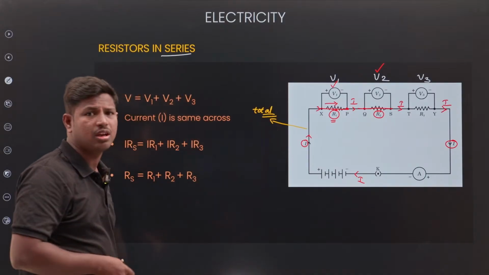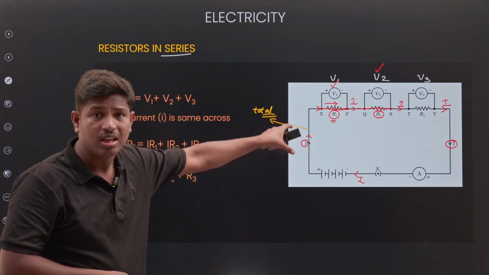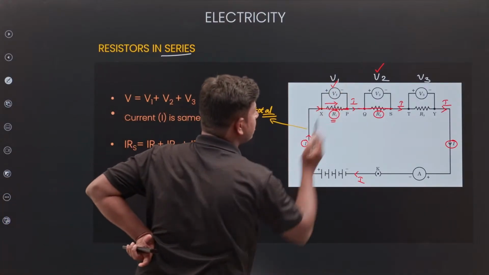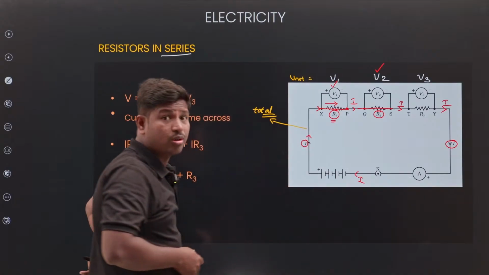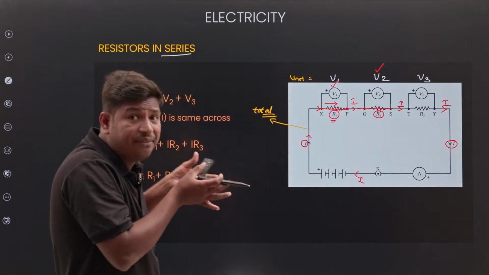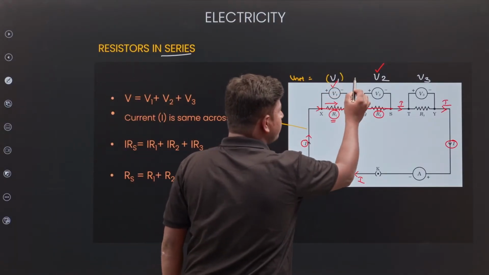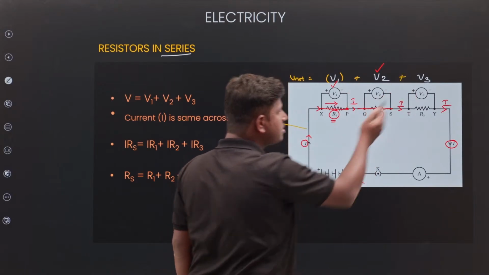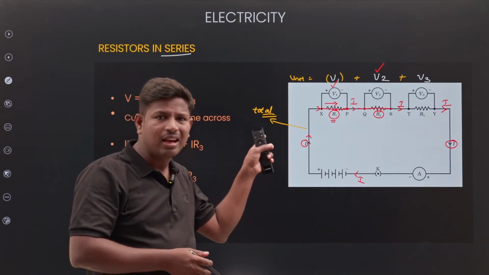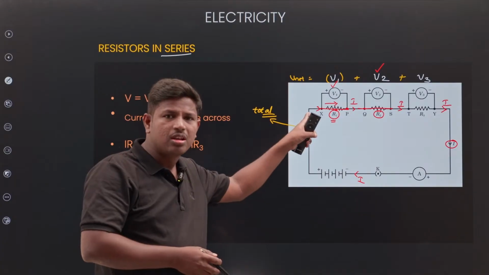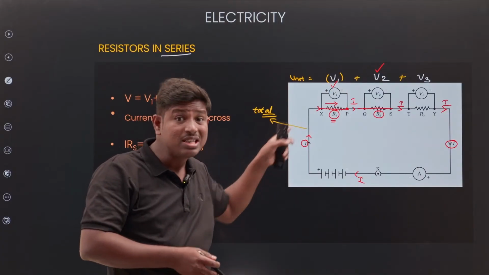So I would like to calculate the total potential or net potential in the circuit. How much voltage is present? Net potential, V net or V total, is equal to the total potential. How can we calculate it? By adding up those potentials, right? V1 is the first potential, V2 is the second potential, V3 is the third potential, because only the potential is varying. So if you want to calculate total potential, V is equal to V1 plus V2 plus V3. Total means adding.